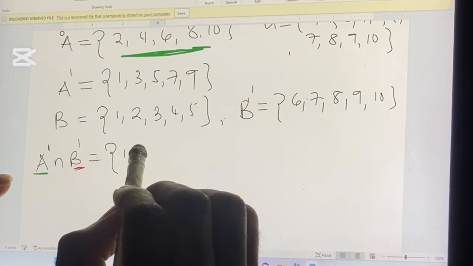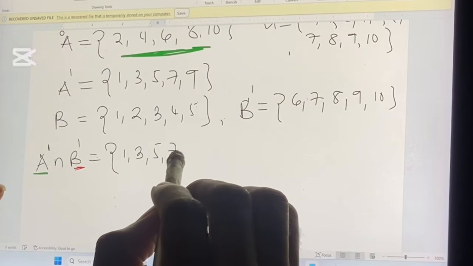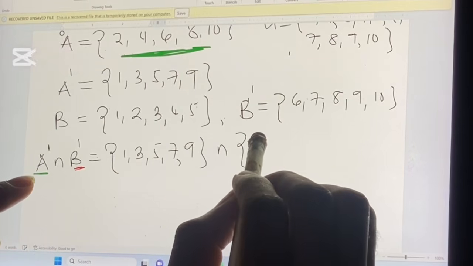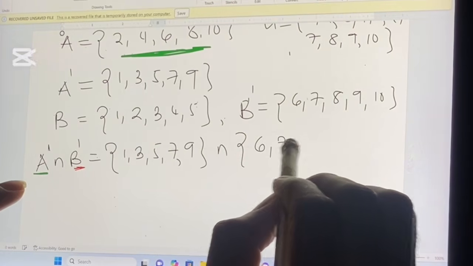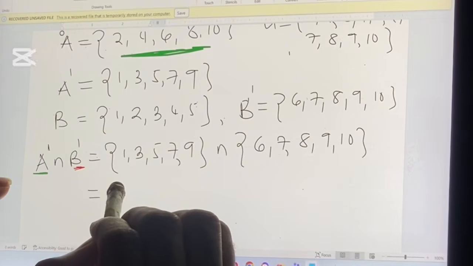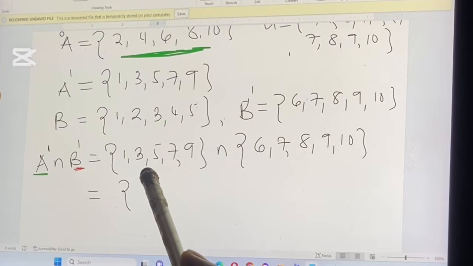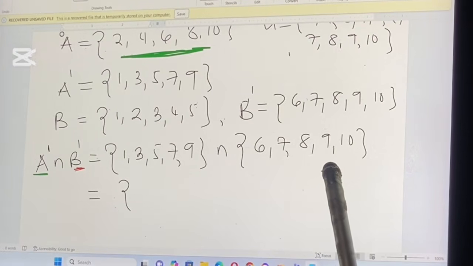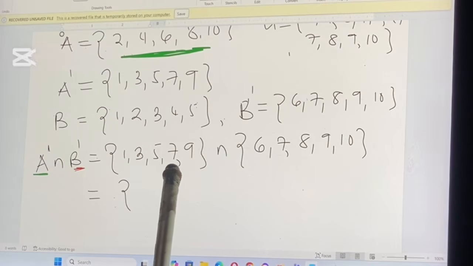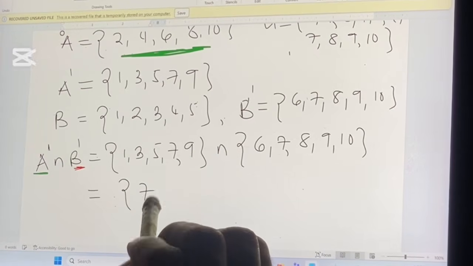A complement is 1, 3, 5, 7, 9. Intersection B complement is 6, 7, 8, 9, 10. So what is the element common in A complement and also common in B complement? Okay, let's select them here. 7 is common here, 7 is common here, 9. So the answer here will be 7, 9.